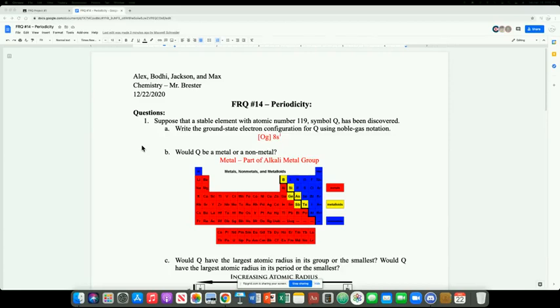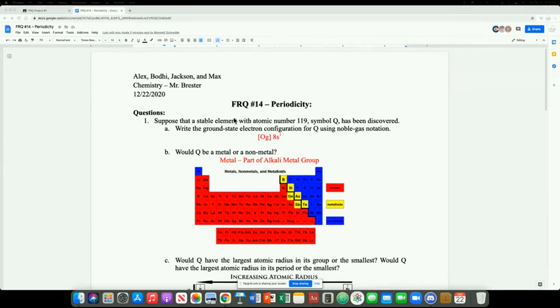All right, so my group did FRQ question number 14, which was about periodicity. So our question: suppose that a stable element with an atomic number 119 or symbol Q has been discovered. Write a ground state electron configuration for Q using noble gas notation.